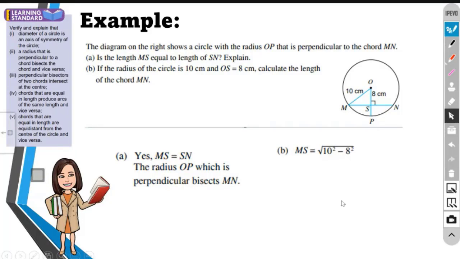So your MS is equal to the square root of 36, so it's 6. Since both are the same length, it's equal to 12. So MN is equal to 12 centimeters.